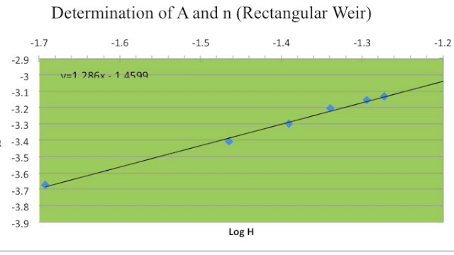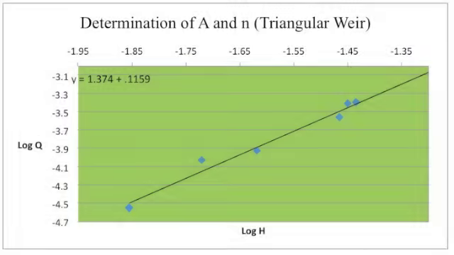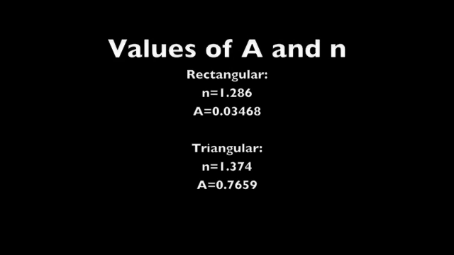These graphs were used to determine the values for A and N, which are the weir coefficients. A trend line was added to the plotted values on the graph. The value for N is found from the slope of the trend line, and the value of A was found from the inverse log of the y-intercept of the trend line. For the rectangular weir and the triangular weir, the N and the A values are shown below.